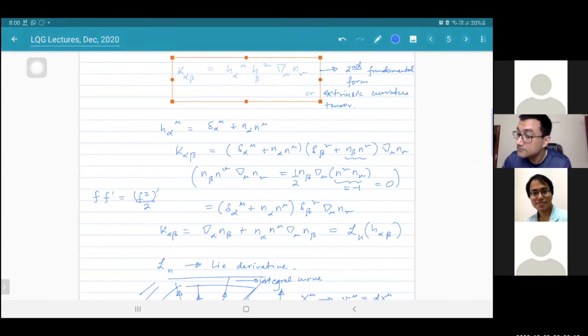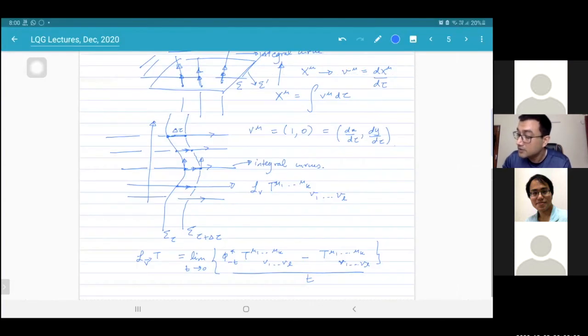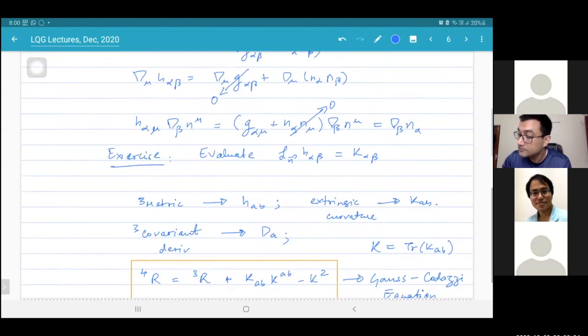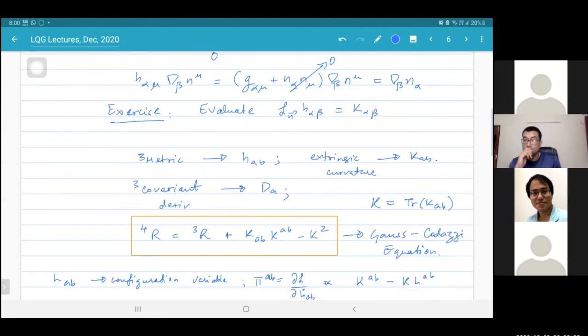Yes, after this, the last equation you wrote. The Gauss-Codazzi. Okay. Yes, sir. Here, this K_AB, is this a spatial tensor, or is this K_AB a curvature, a measure of extrinsic curvature? K_AB is the extrinsic curvature, right? Yeah. So is this curvature of space-time or just space?